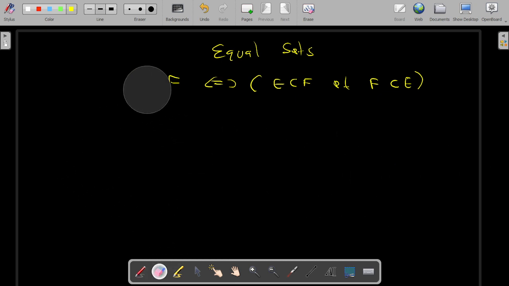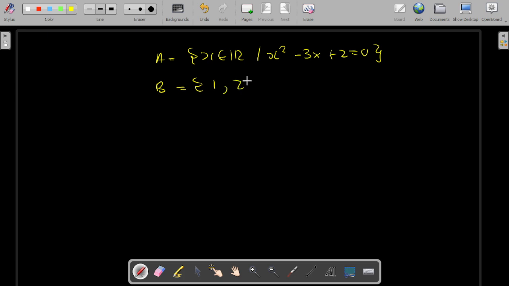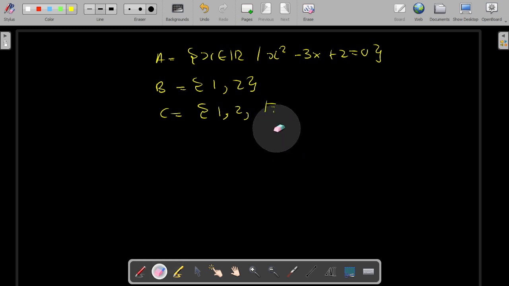Now let me just get rid of that. Let me have the three sets. Let A be the set of X in the natural numbers such that X squared minus 3X plus 2 is equal to 0, and B be the set {1, 2, 3}, and C be the set {1, 2, racine de 2}. So I have these three sets. Now, based on what we've talked about, what relationship is there between the sets A and B, and what relationship is there between the sets B and C?